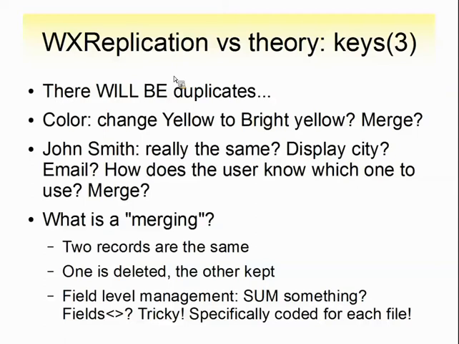So, will you change yellow to bright yellow? Will you merge the record? We already talked about that. Is John Smith really the same? Are you going to display just the city or the email? How does the user know which one to use? Are you going to implement a merge of record? Who's going to be in charge of that? Those are all the questions that you're going to have to ask yourself.